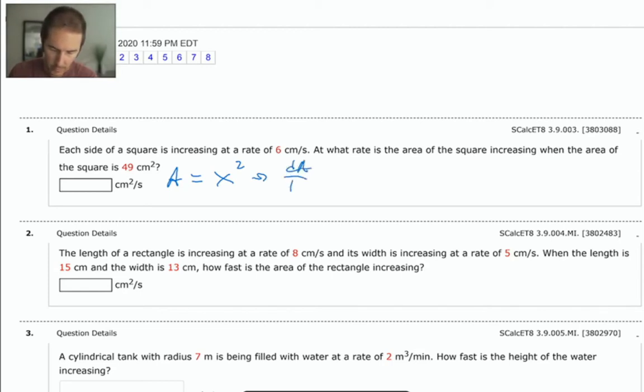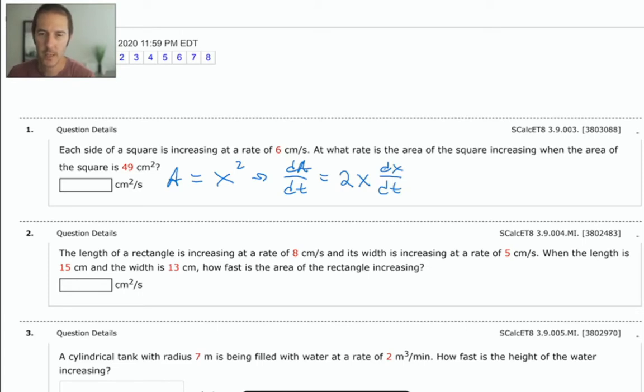Derivative of area with respect to time is equal to the derivative of the right-hand side. Take the exponent, multiply it out front, keep the variable, decrease the exponent by 1. So now it's 2x to the first power. Chain rule says I have to multiply by the derivative of the inner function. That's dx/dt. Okay, now I'll read the rest of the question.